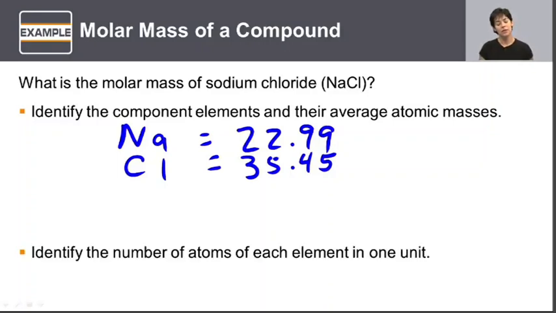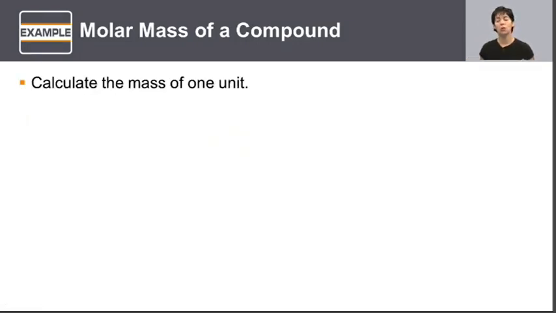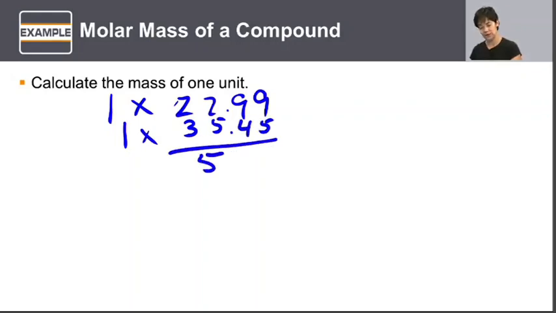What do we do next? The next thing we do is identify the number of atoms of each element in the unit. So we see that we have 1 sodium and 1 chlorine. What do we do next? We calculate. We do the maths. So we have 1 times 22.99, and we have 1 times 35.45. When we do the math, we see that we get 58.44 atomic mass units.